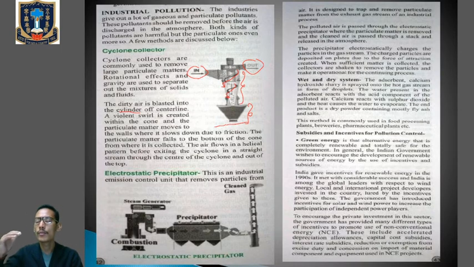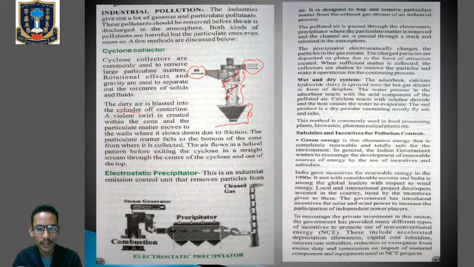So the air has high velocity, it moves rapidly, and when the air is moving at the higher velocity, simultaneously the particulate matter of higher size which are present in the air will also move through the wall of the cyclone collector through the cylinder.